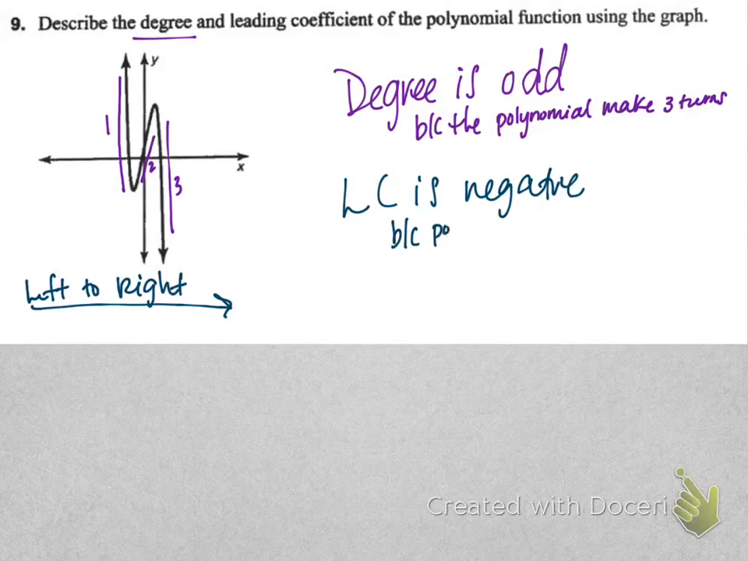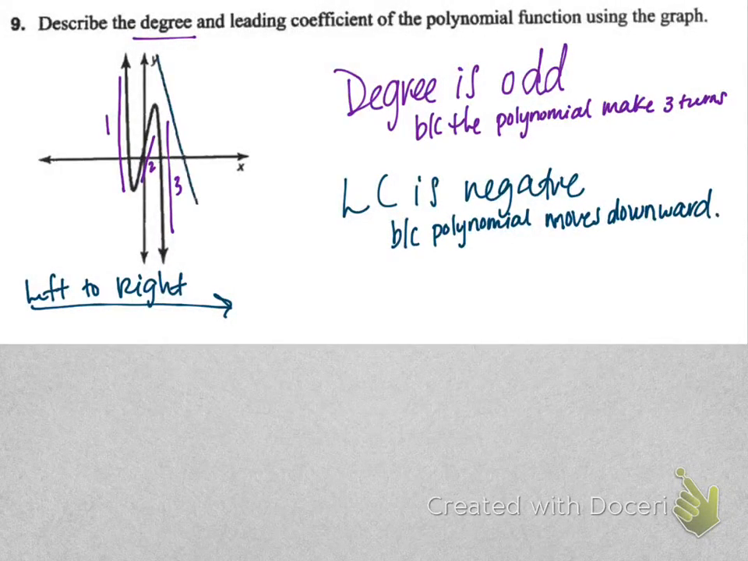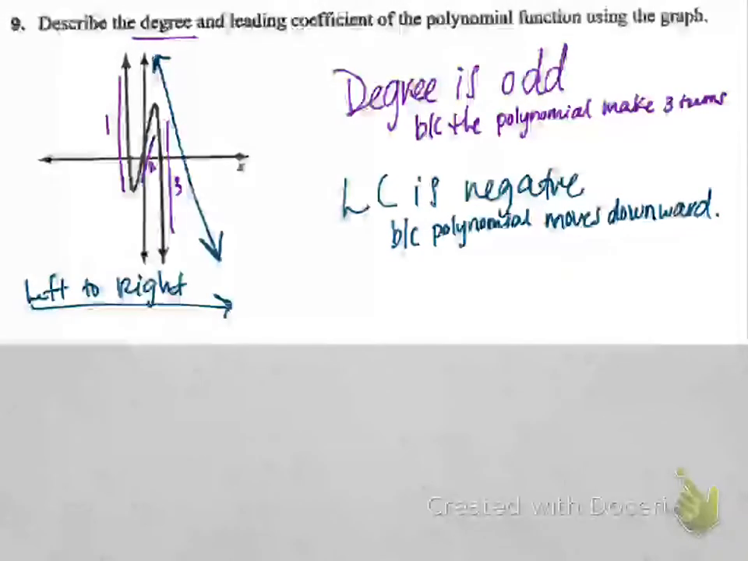Again, because our polynomial moves downward as we go from left to right. And so we can even sort of draw a linear function to help us see that movement there. But that is our entire section for 4-1.